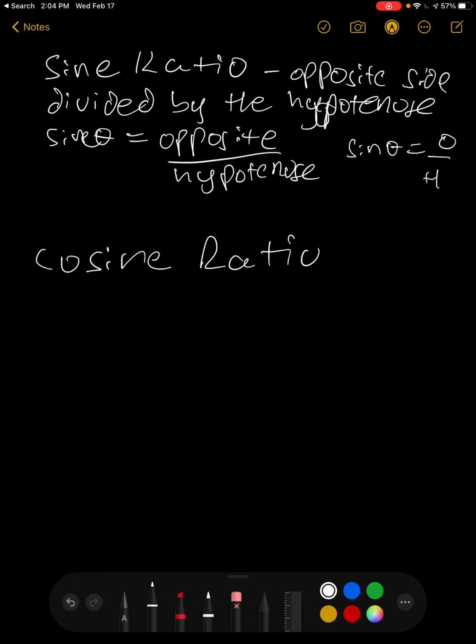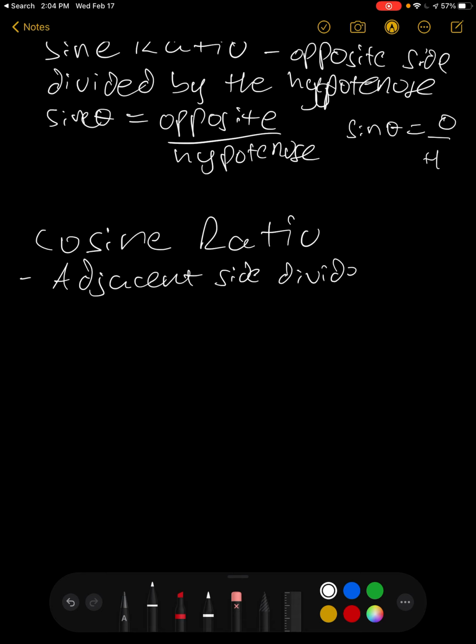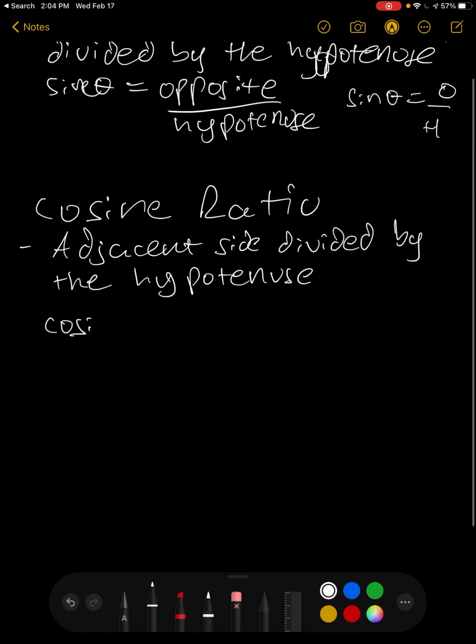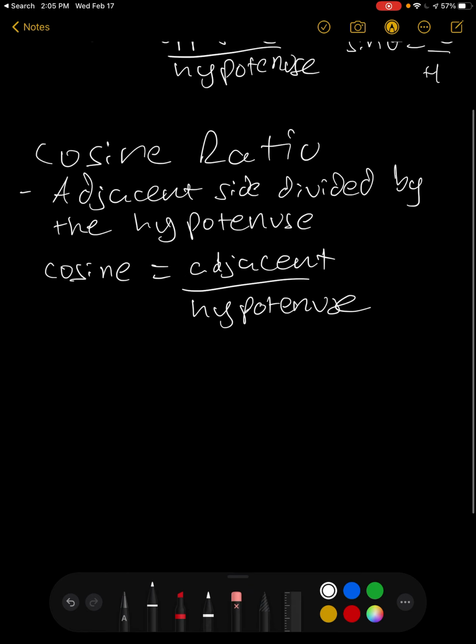And we can look at the cosine ratio the same way. So the cosine ratio is defined as adjacent side divided by the hypotenuse. And we write this as cosine is equal to adjacent over hypotenuse. And then we can write this shorter as cosine of theta is equal to A over H.